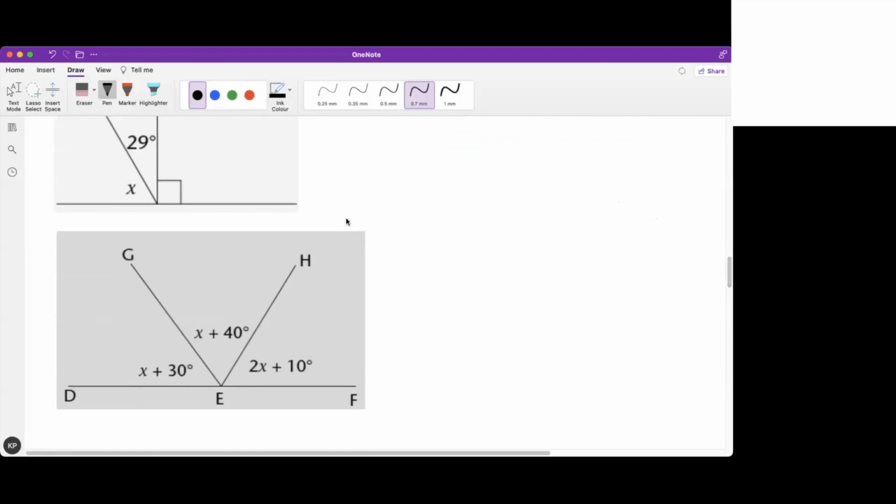So the question for this one would be: solve for x.